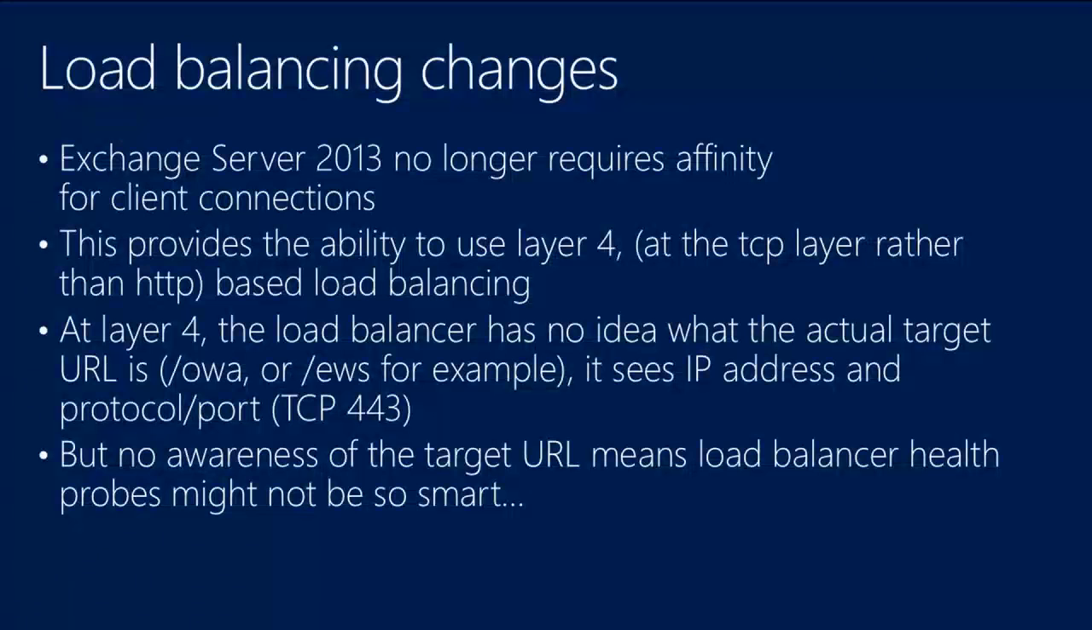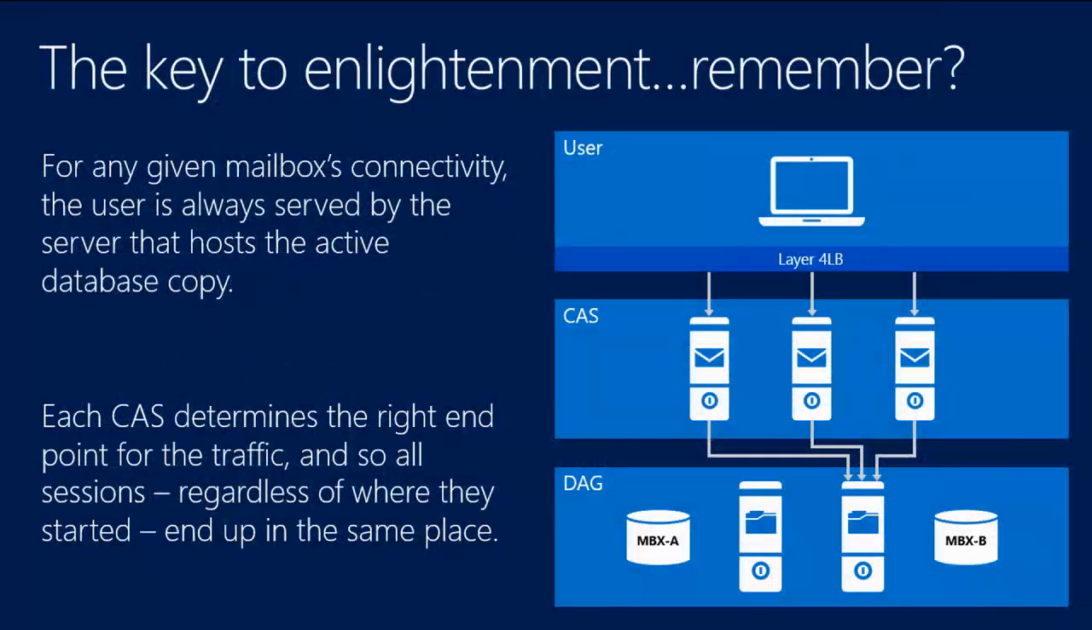At layer 7, I do. I decrypt the SSL. I can see all the way up to layer 7 of the OSI model. And I know exactly what the client's trying to do. At layer 4, I've got very little information as a load balancer to work with. Now, that sounds good, but it can actually introduce some other challenging problems. So let's have a look at what those are.